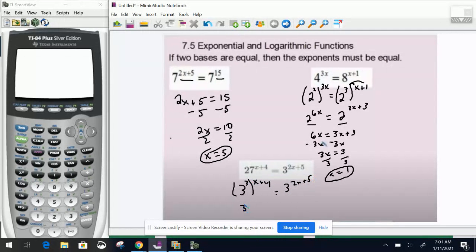So this would be 3 to the, distribute, 3x plus 12 is equal to 3 to the 2x plus 5. Again, I can drop the bases, and I just put 3x plus 12 is equal to 2x plus 5. Equal signs are looking terrible. So I get the x's on one side. I'm going to do two steps here, and I would get x is equal to negative 7.